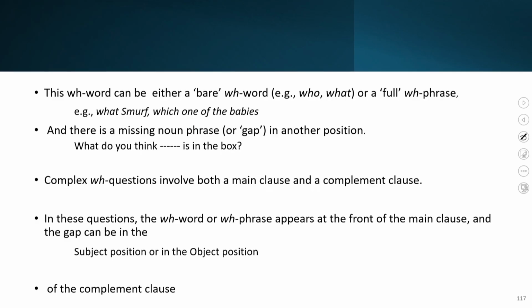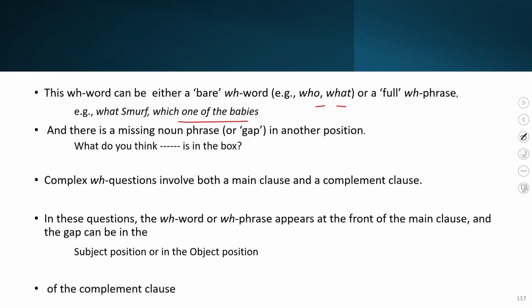Now, a WH word is not always of only one kind. There can be the bare WH word as well as a full WH phrase that the English language uses. The bare words we have already seen: who, what, etc. Similarly, you can also have something like which one of the babies. This is a full WH phrase. So, which one of the babies is wearing a white or a red shirt, let us say. This is what will go in the front. The entire phrase will be fronted and then the rest of the sentence will follow.